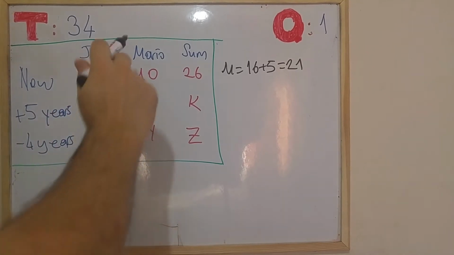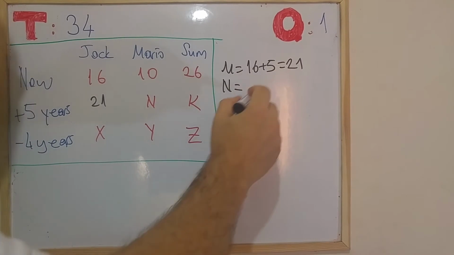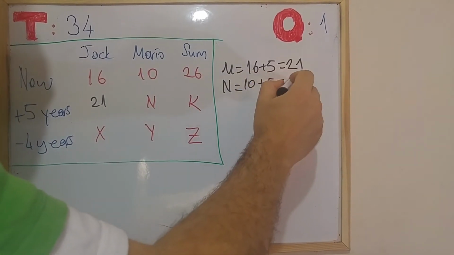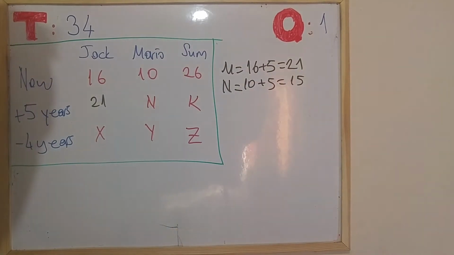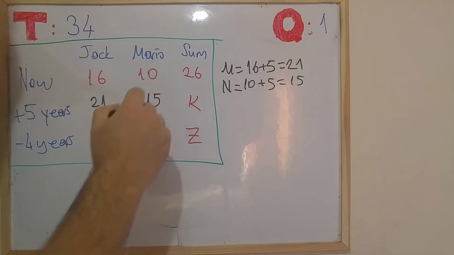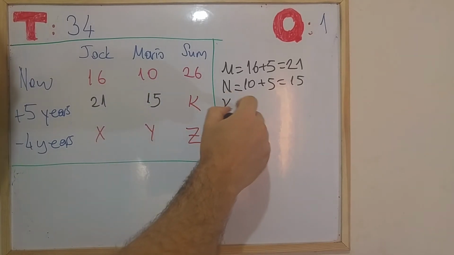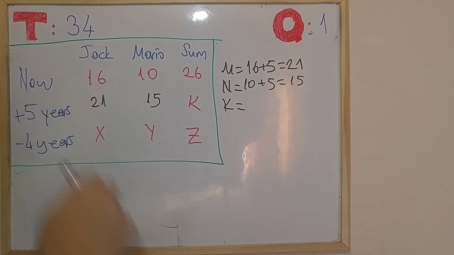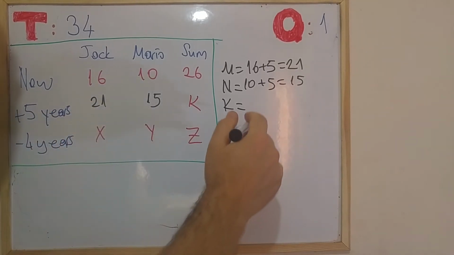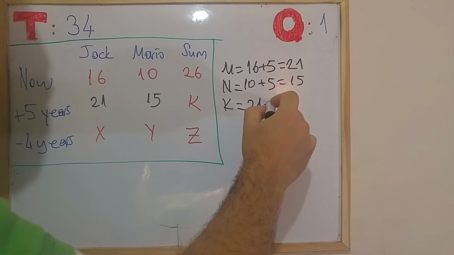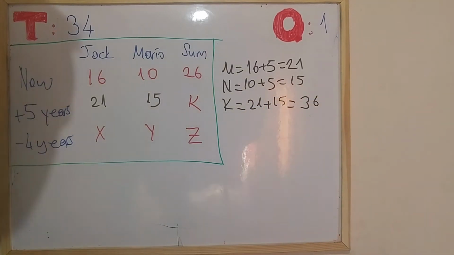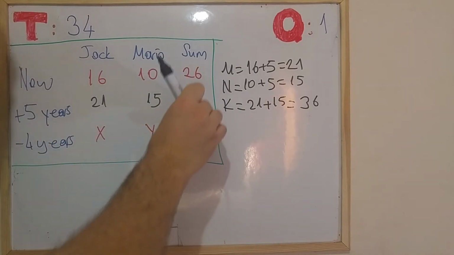And Mario will be 5 years older again than today. He's 10 now, so in that time he's going to be 15. So I'm replacing it with 15 too. And the sum of their ages in 5 years is going to be equal to the sum of their future ages, which is going to be 21 plus 15, which is going to be 36. Let's write that too.